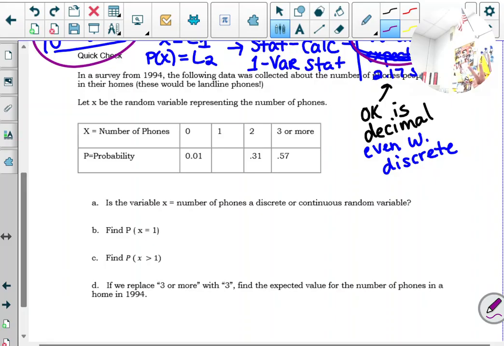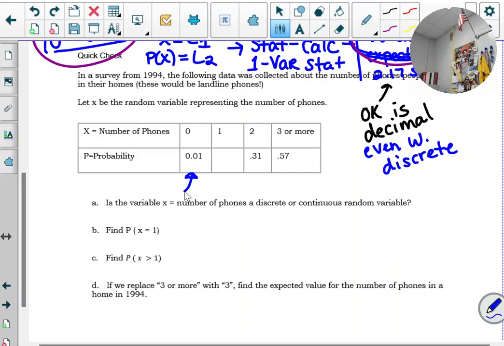My grandma's house had 2. She had one on the first level and one on the second level. Some people just had one. As time went on, more people had more phones in their homes. But what we saw in 1994 is that 3 or more was very common. 2 was very common. Not having any landline was very uncommon. It'd be interesting to see what this is now.